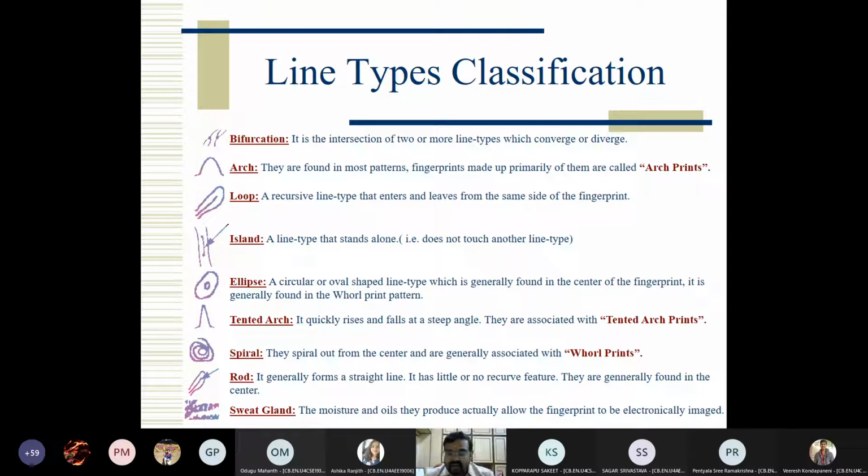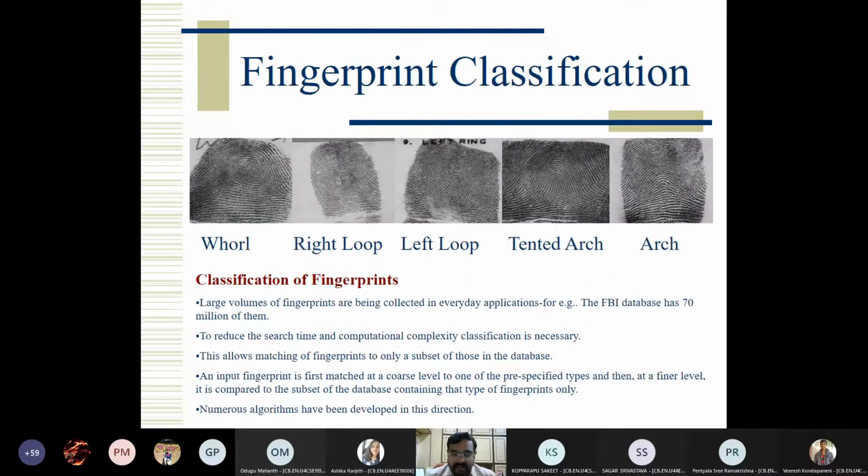But based on the prominence of these lines or features or ridges or minutiae, they all mean the same: the line, the feature, the minutiae, the ridge. Based on that, there is a classification into whirl, which is one of the most prominent types, left loop and right loop, tented arch and arch. These are the prominent things.